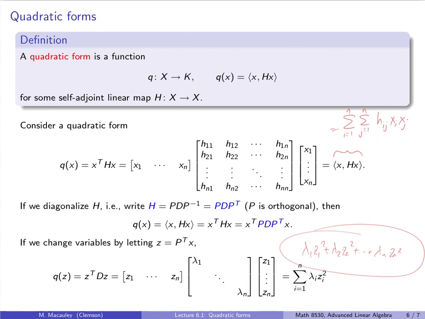So the big idea here is because H is self-adjoint, we can diagonalize it, and this quadratic form with respect to a basis of eigenvectors has only n terms instead of n squared terms. And it's also much easier to understand this geometrically than up here. And that's what we will finish this lecture with, an example.